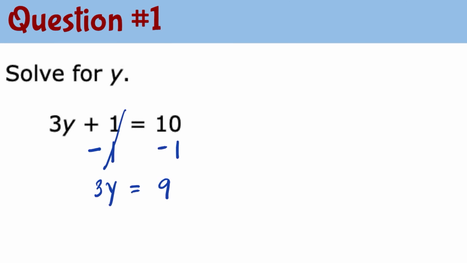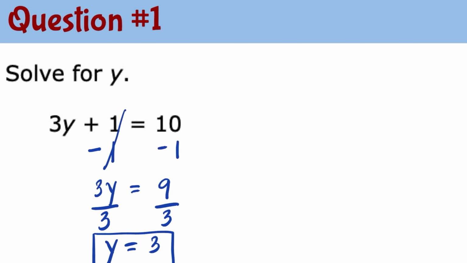Now, simplifying this further, we need to do the inverse of multiplying by 3. And the inverse of multiplying by 3 is dividing by 3. So we need to divide both sides by 3. And that gives us 1y is equal to 3. So the y value here is 3.